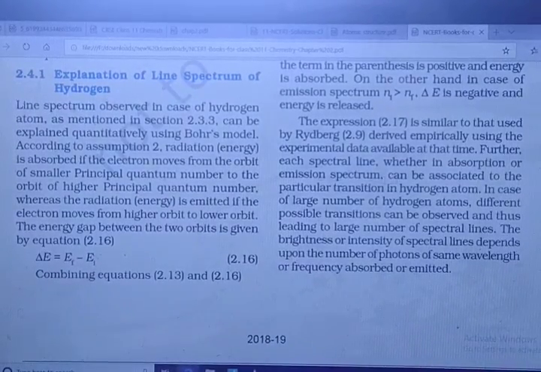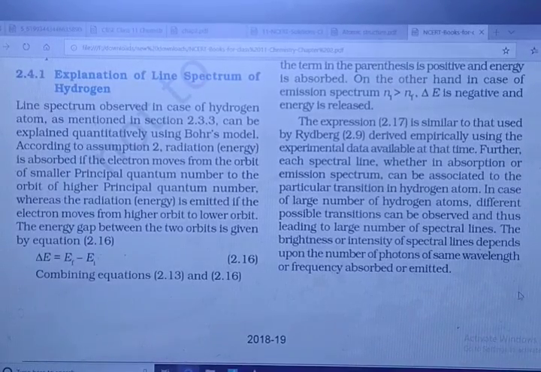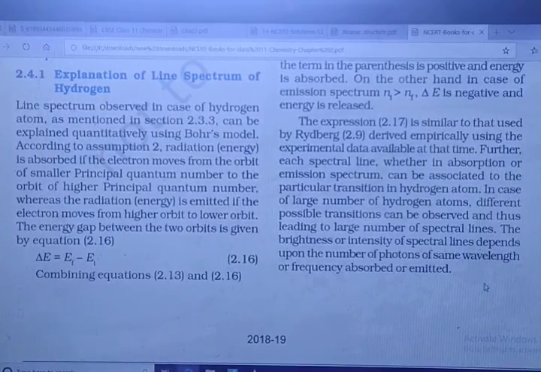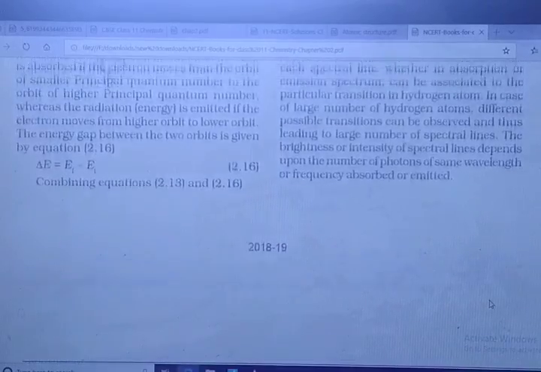Further, each spectral line, whether in an absorption or emission spectrum, can be associated with a particular transition in the hydrogen atom. In the case of a large number of hydrogen atoms, different possible transitions can be observed, thus leading to a large number of spectral lines. The brightness or intensity of the spectral lines depends upon the number of photons of the same wavelength or frequency absorbed or emitted. What does it mean?